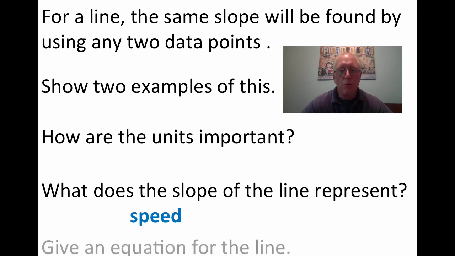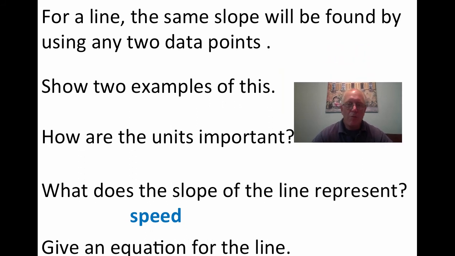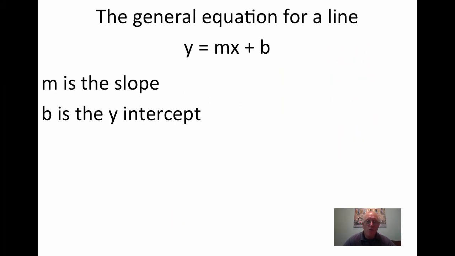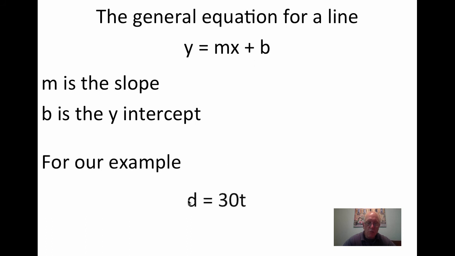The next thing that we want to do is talk about the equation of the line. Now in math class, you may have done it in general terms, and they would have talked about the idea of y is equal to mx plus b. y being what's represented on the vertical axis, and x being what's represented on the horizontal axis. m is the slope, and b is the y-intercept. Okay, so for our example, the equation would be d is equal to 30t.